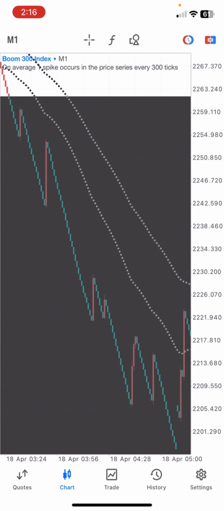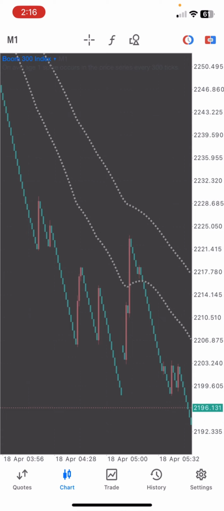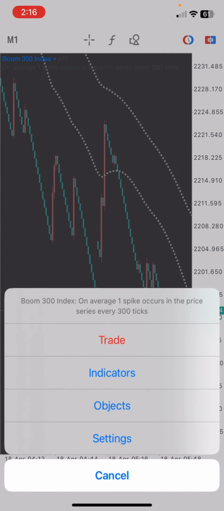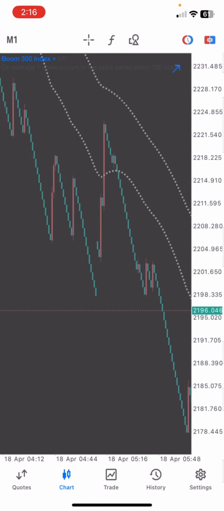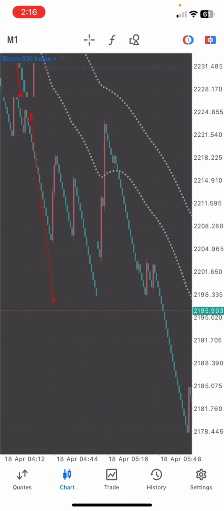Now this is how you catch this spike right here. This is how you scalp, catching your candles right here. Now you see the price moving downwards right here, creating this spike moving downwards. Now what are you waiting for?